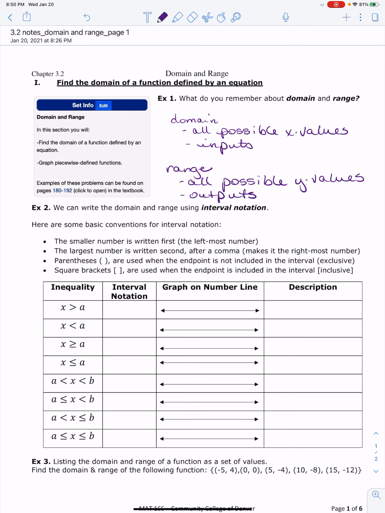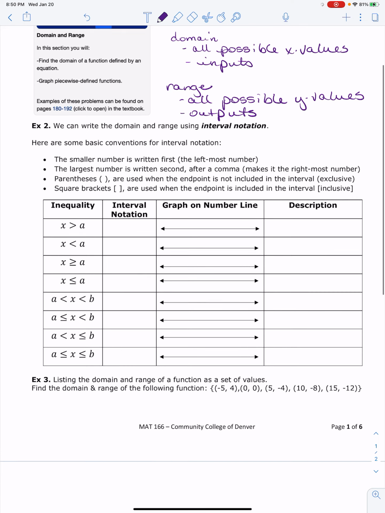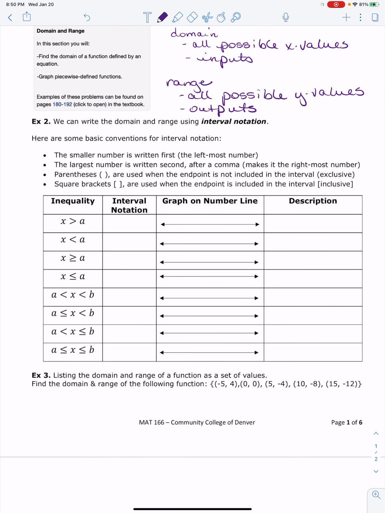Okay. We're going to talk about different ways to write. We've got inequality notation to start. We're going to use interval notation. WebWork likes the interval notation. I think it's a little easier sometimes than the inequalities, at least when computer programs were starting. We want to make sure we can graph this on the number line and describe what we've got going on.